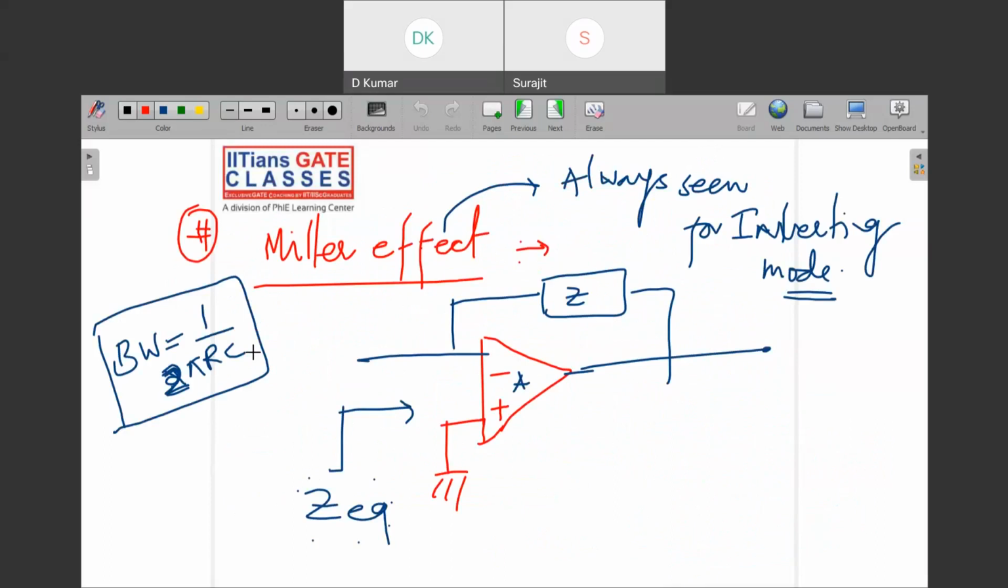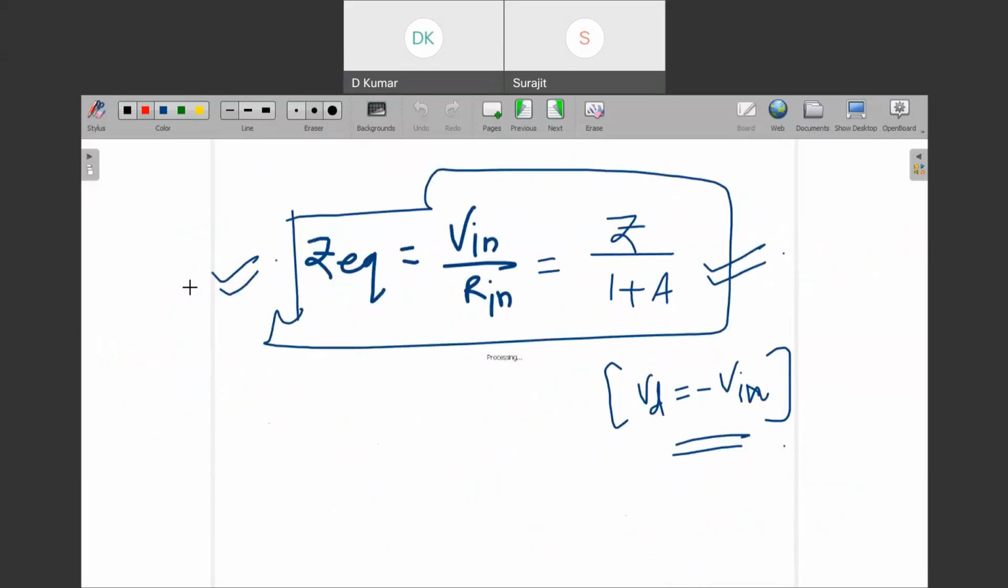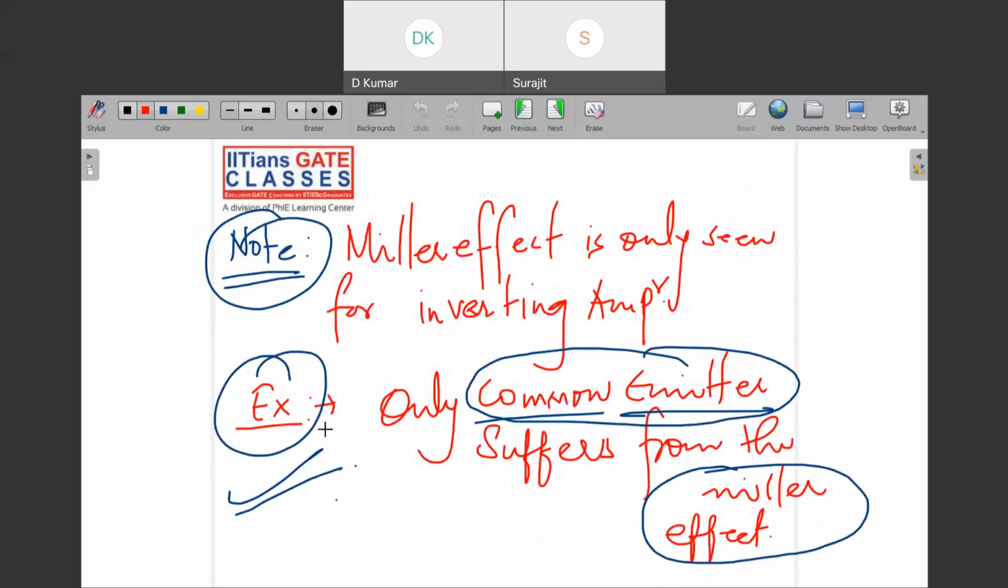Okay, so the Miller effect. Using the equivalent circuit, we directly get this Z equivalent. Z equivalent is Z upon 1 plus this finite gain, A. This expression you have to keep in mind always.